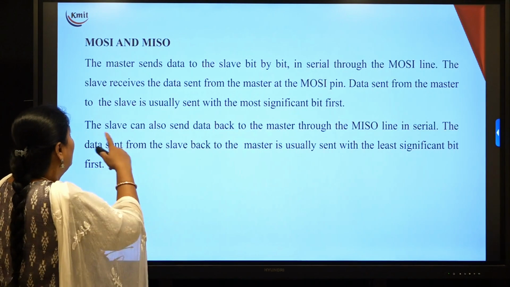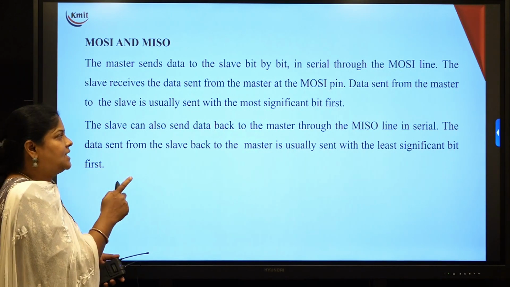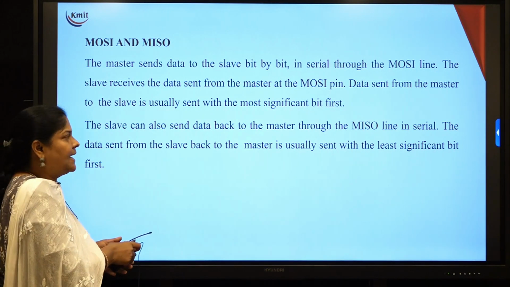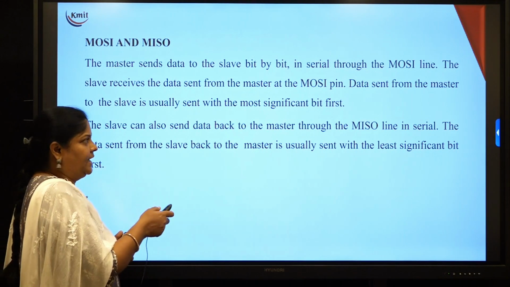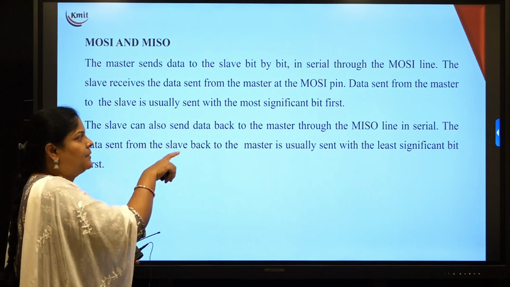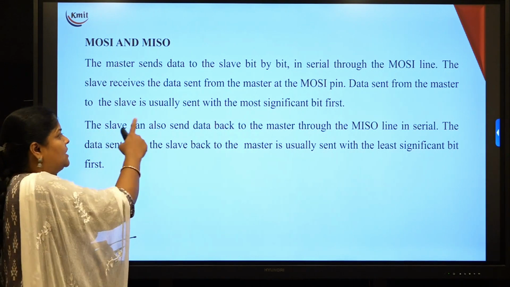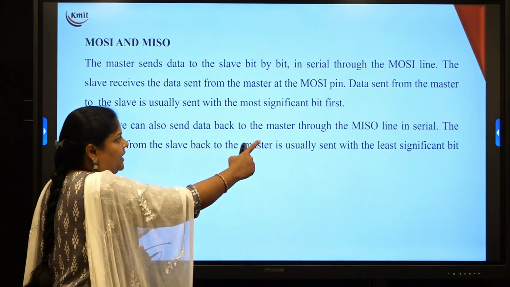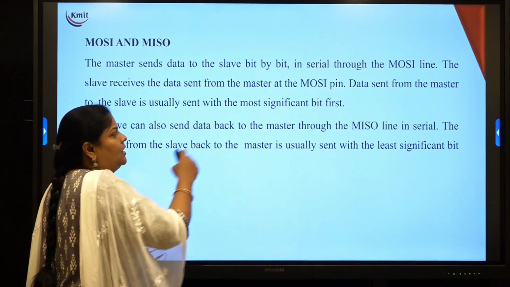Next, you have two pins, MOSI and MISO. In this slide we will see how the data is transferred using these two pins. The master will send data to the slave bit by bit in serial fashion, through the MOSI line. The slave will receive the data sent from the master on the same MOSI pin. Data sent from the master to the slave is usually sent with the most significant bit first.